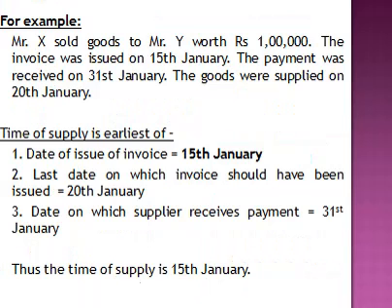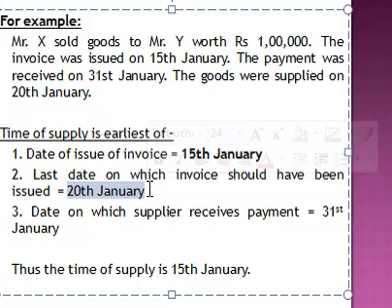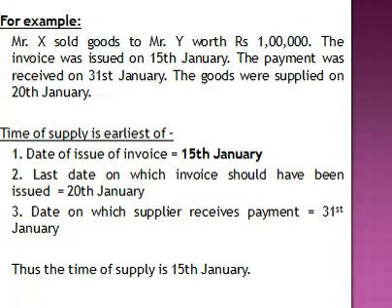Let us go back to the question. The payment was received on 31st January. So, this is our third limit. The goods were supplied on 20th January. So, 20th January becomes the last date on which invoice should have been issued. So, now we have 3 dates. The date of issue of invoice is 15th January. The last date on which invoice should have been issued is 20th January and the date on which supplier receives payment is 31st January. So, whichever is earlier, it becomes 15th January. Thus, the time of supply is 15th January.